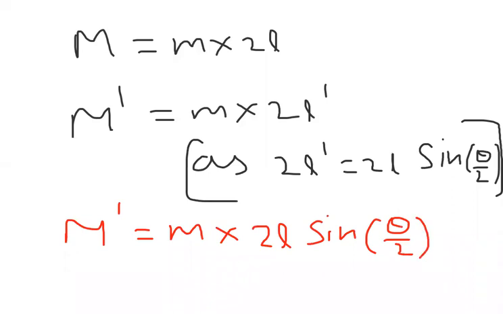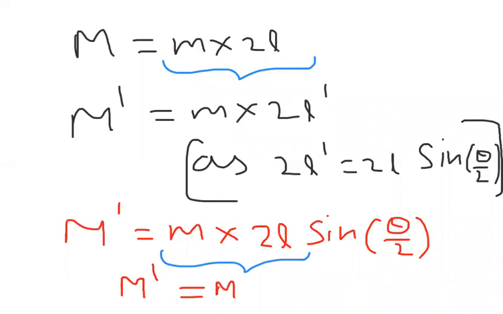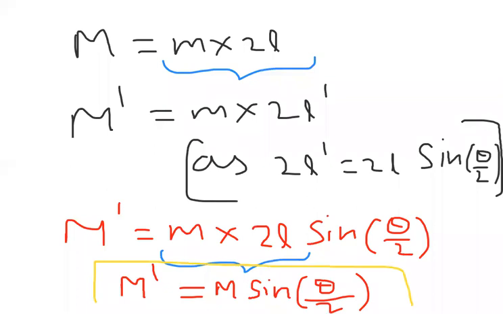But we know small m into 2L. What is small m into 2L? Capital M. When it was straight, the magnetic moment is capital M. So I can write finally my answer: m dash is equal to M into sine of theta by 2. This is my final formula for the new magnetic moment when bent at midpoint.